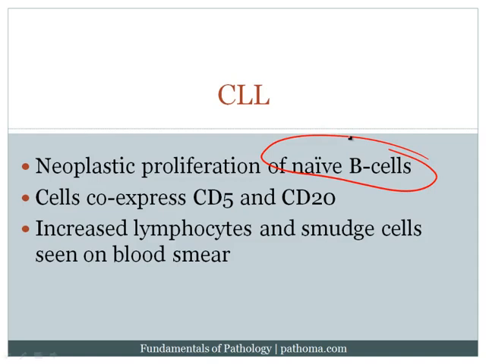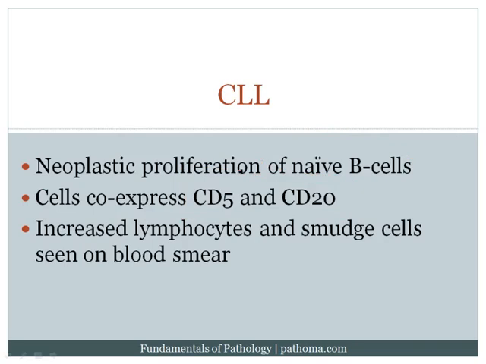And one of the characteristic findings is that these cells co-express CD5 and CD20. Very important to know for examinations. CD5 is a marker that would normally be expected to be present on a T cell, but in this particular case, it's aberrantly expressed on this B cell. And so this is a characteristic finding, co-expression of CD5 and CD20.